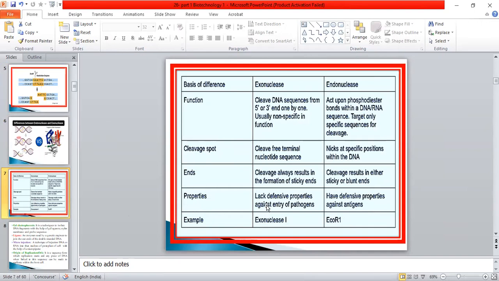Next, defensive properties. Exonucleases lack defensive properties, against the entry of pathogens. But in this category, they have defense properties against the antigens. Here the pathogen and antigens are both the same. A pathogen produces antigen, isn't it? When any foreign particle enters the body, what will happen? Automatically it will produce antigens. Antigen is nothing but the invading bacteria. It produces protein substances, and those protein substances are called antigens.